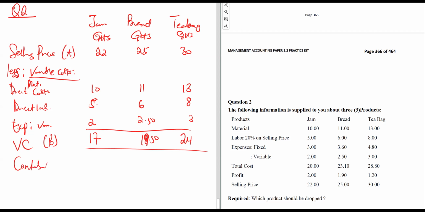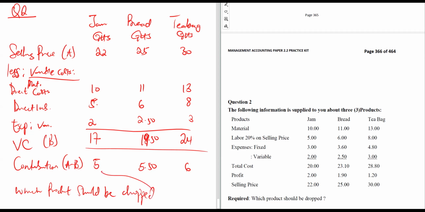So let's find out. 22 minus 17.5 gives 5.5. Then 25 minus 19.5 gives 5.5. The tea bag gives 6. So which product should be dropped? Product jam, then bread. It's jam because it has the lowest contribution.